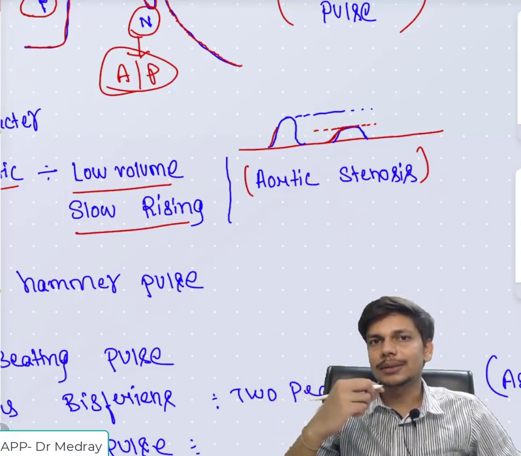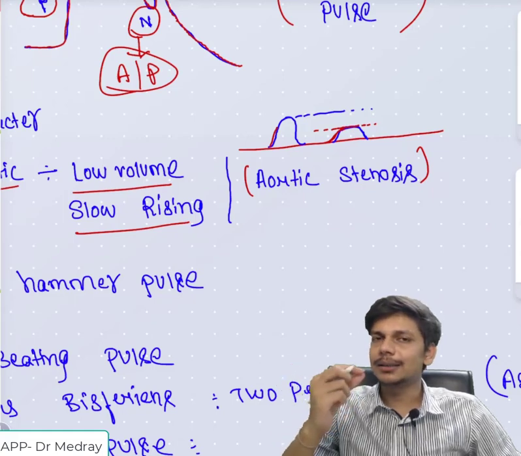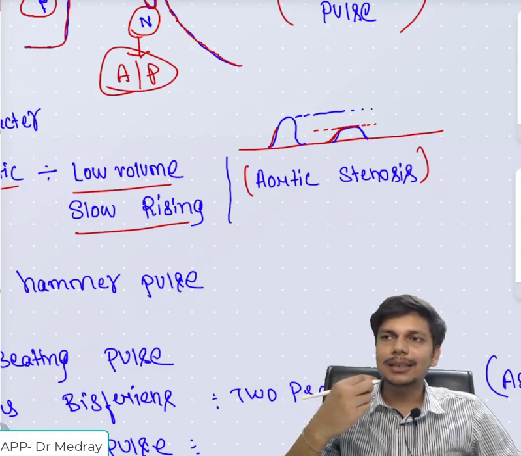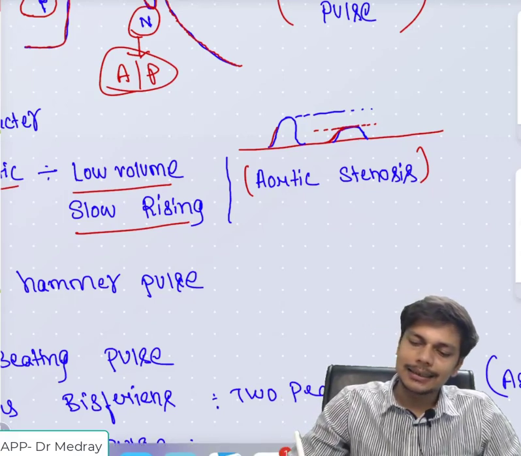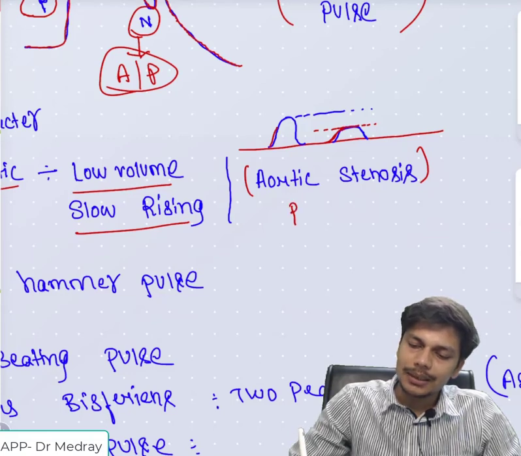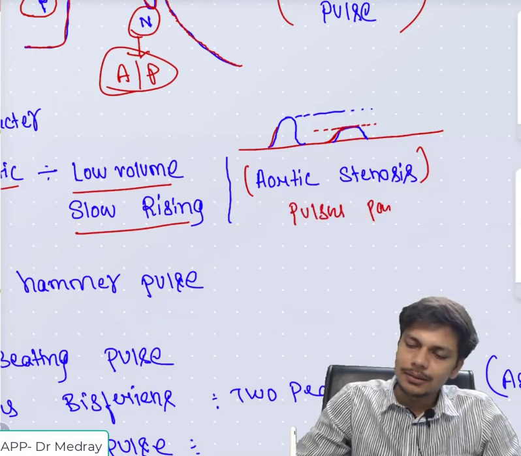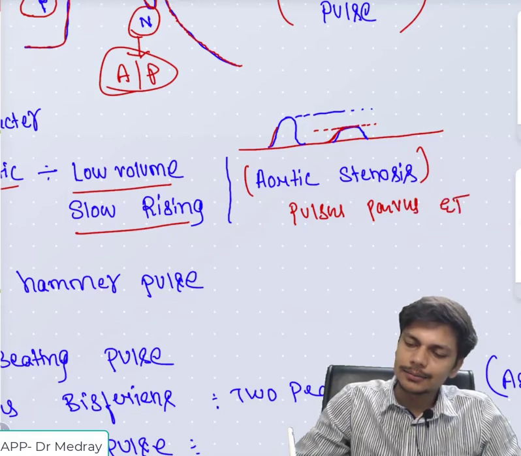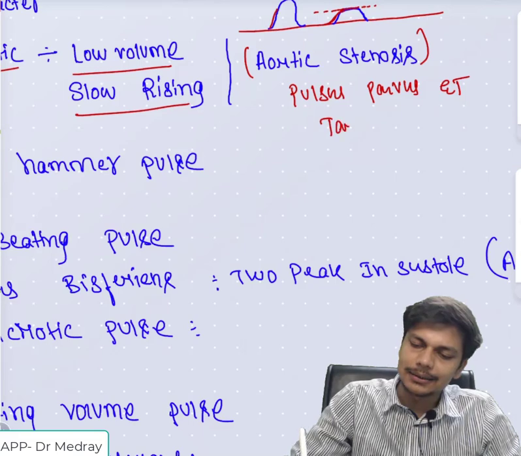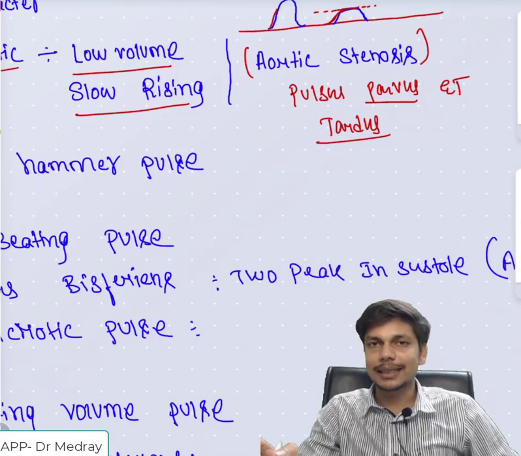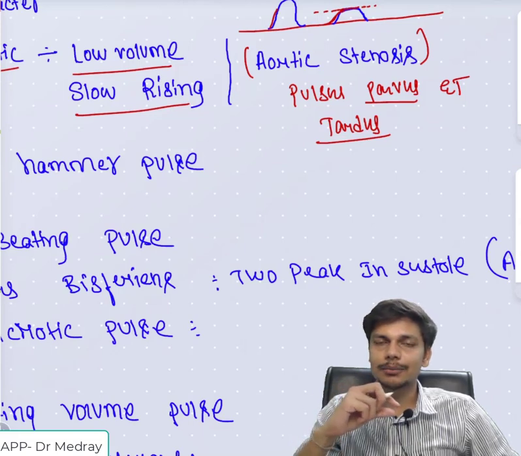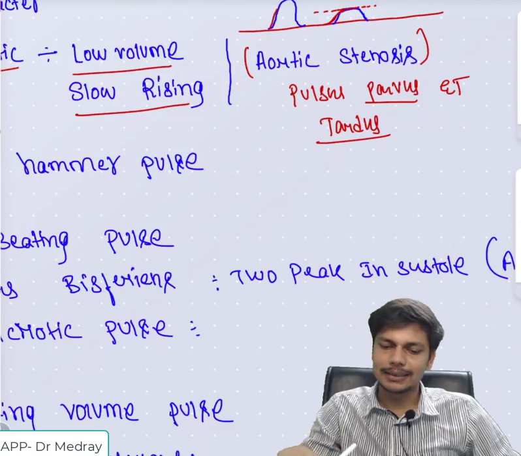and this less blood will produce a low volume pulse, and the stenosed valve will eject the blood very slowly, so there will be a slow rising pulse and a low volume pulse in a patient of aortic stenosis. That is characteristically defined as pulsus parvus et tardus. Pulsus parvus et tardus. So parvus is low volume and tardus is slow rising. This is characteristic of aortic stenosis. Pulsus parvus et tardus means low volume, slow rising pulse in a patient of aortic stenosis.